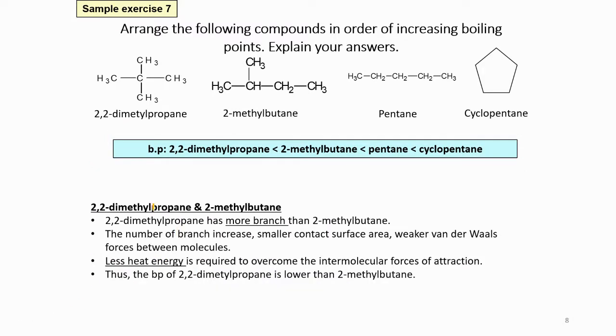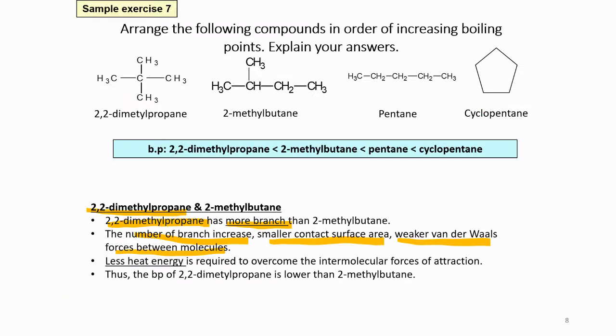Then only we go to the last one. Which one has the lowest boiling point? That is 2,2-dimethylpropane because it has more branches. So when the number of branches increases, we have smaller contact surface area and weaker van der Waals forces between molecules. Thus, 2,2-dimethylpropane has the lowest boiling point.